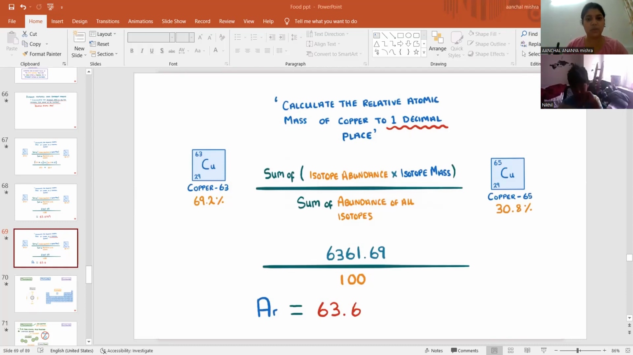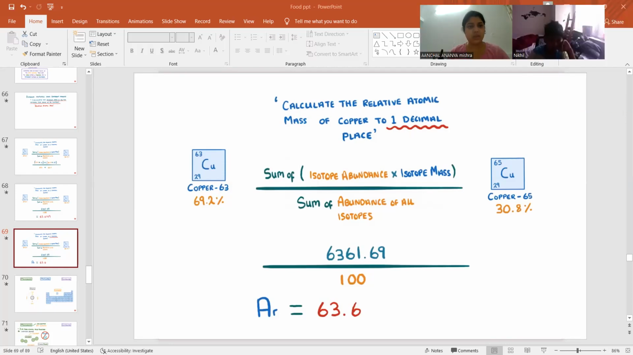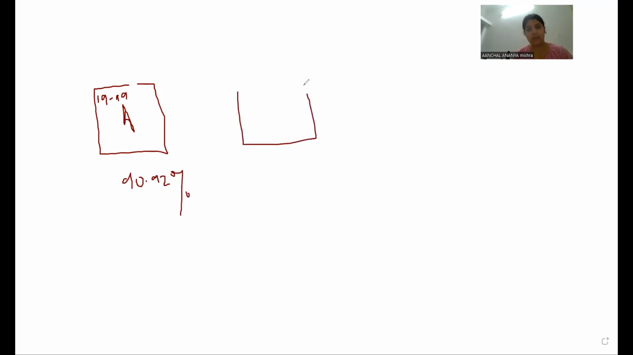New share, whiteboard, share. Okay, we have this element A over here, with the atomic mass 19.99, and the relative abundance of 90.92. This is the relative abundance.